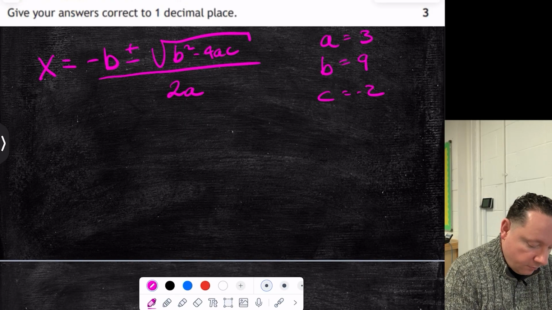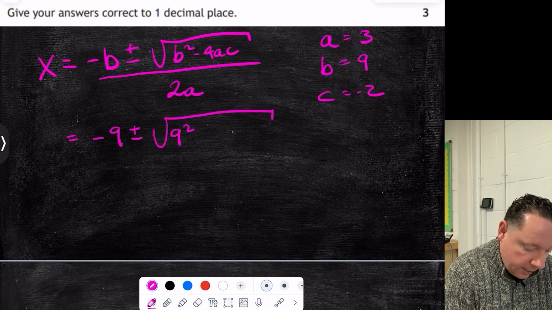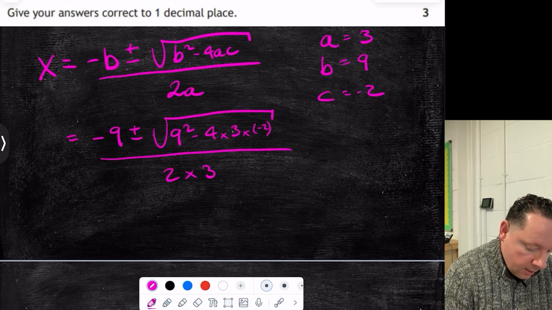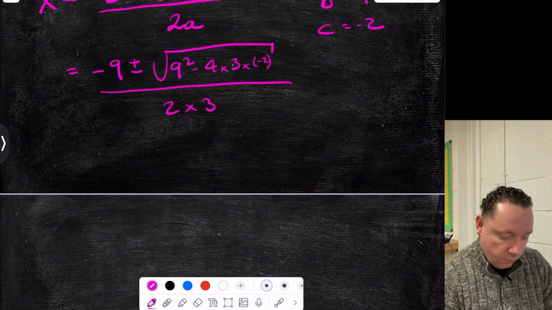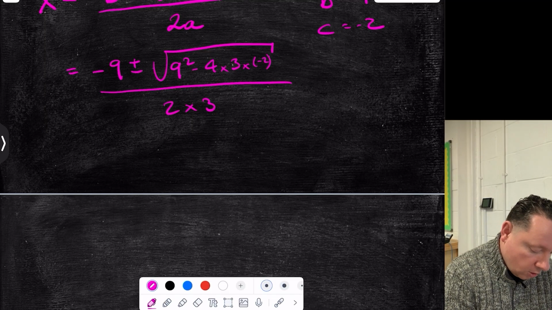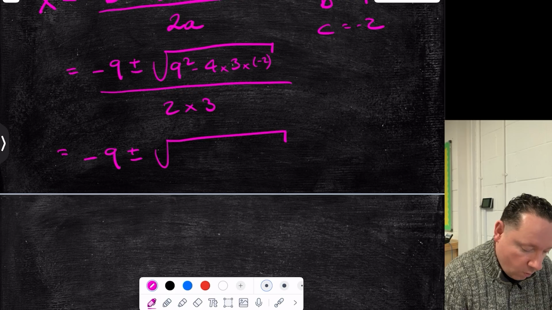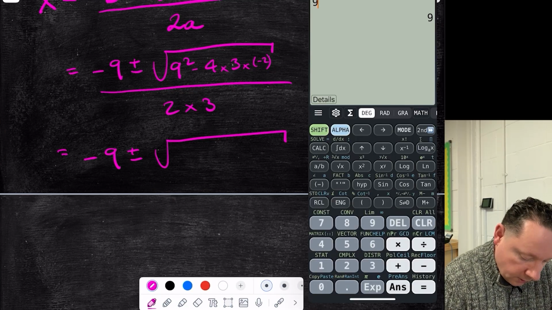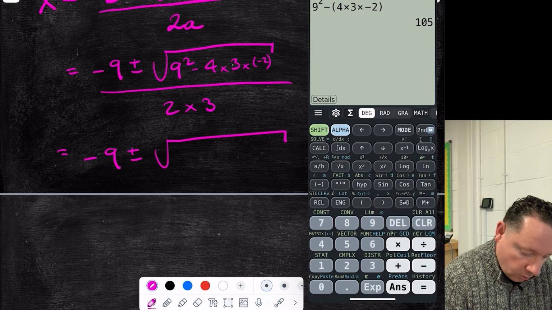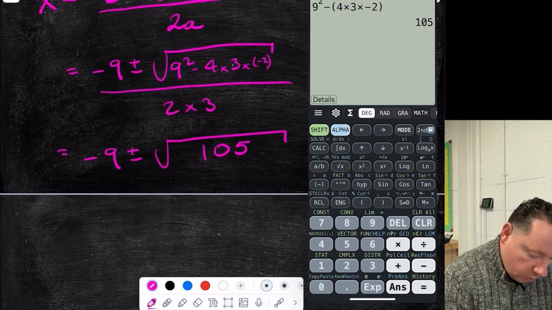So I need to sub this in carefully. That's minus 9 plus or minus the square root of 9 squared minus 4 times 3 times minus 2, all over 2 times a, 2 times 3. So you get a mark for substitution usually, then a mark for working out the bit under the square root sign, which is called a discriminant. So I'll work it out next. Minus 9 plus or minus the square root of, well, 9 squared is 81. Well, let's use a calculator, shall we? 9 squared minus, I'll open a bracket, 4 times 3 times minus 2. That's 105. All over 2 times 3, which is 6.